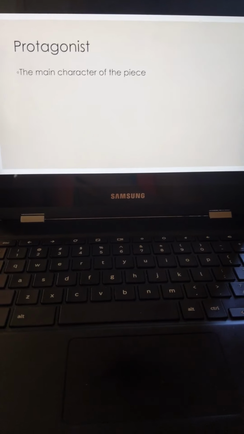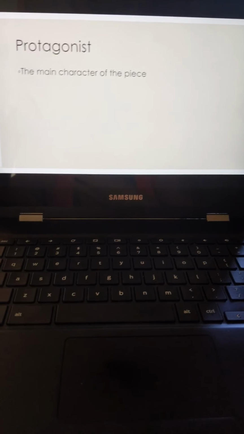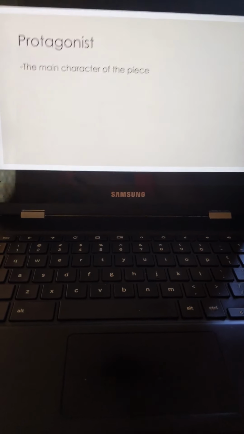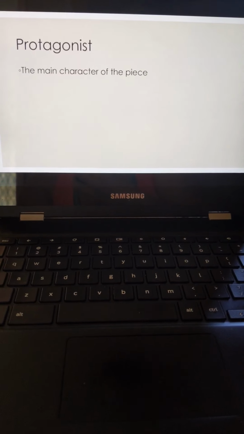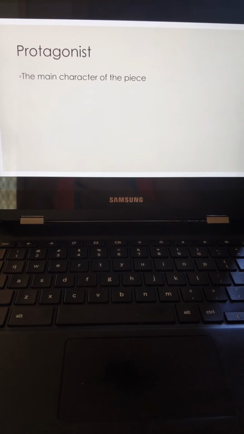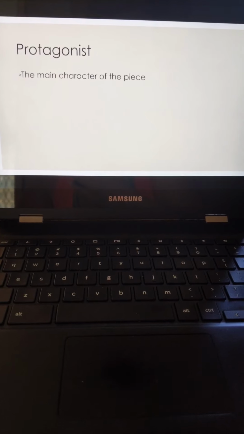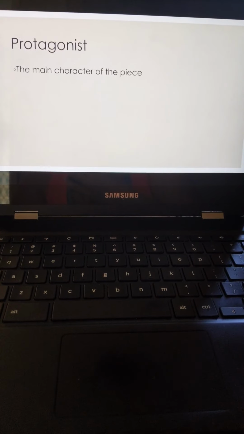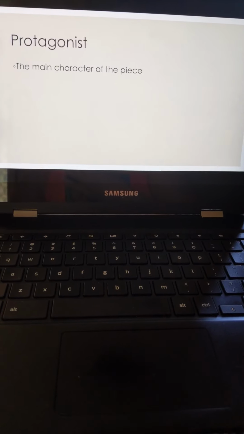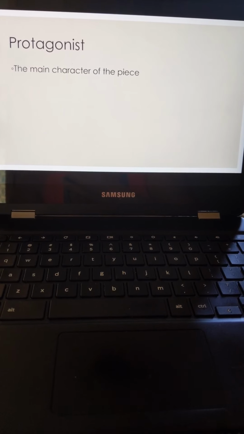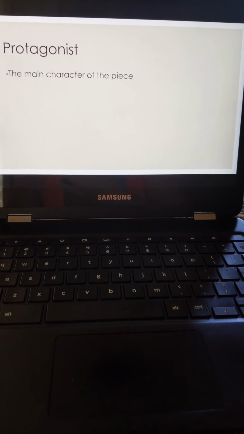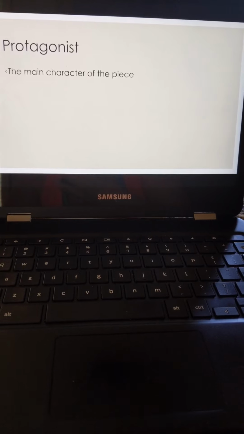The next one is the protagonist. The protagonist is the main character of the piece. The important thing to remember with the protagonist is often people think, oh, the protagonist is the good guy, of course. But the protagonist isn't always the good guy. If you ever watched the show Breaking Bad, that's a great example of how the protagonist is not a very good guy, but he is the main character.